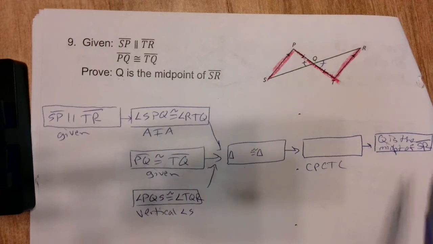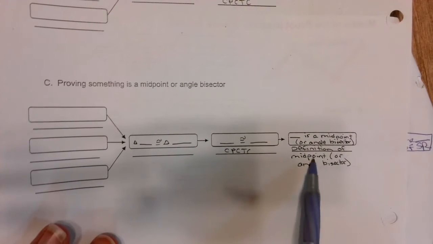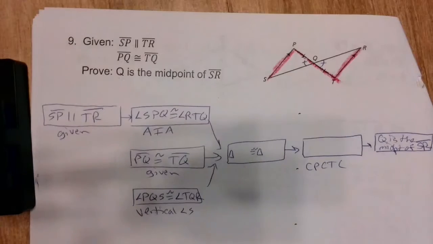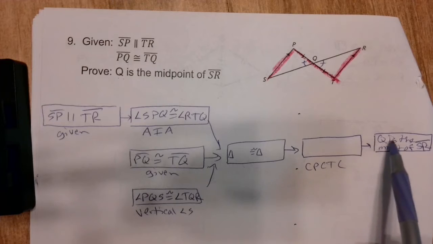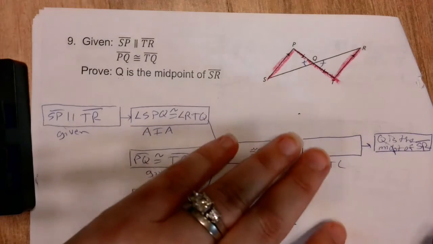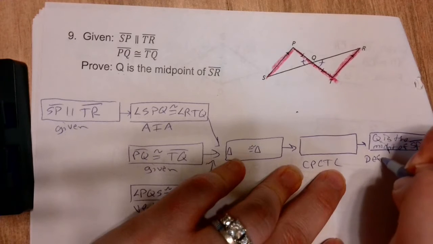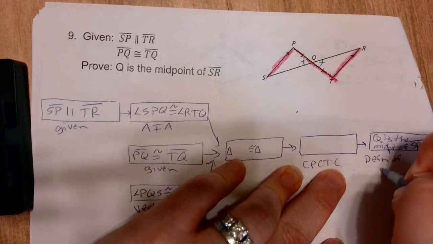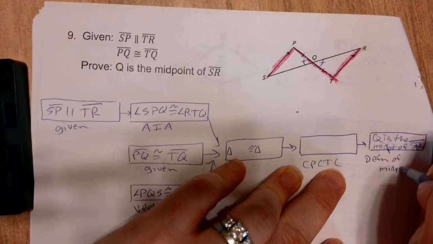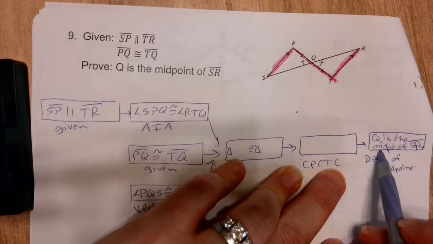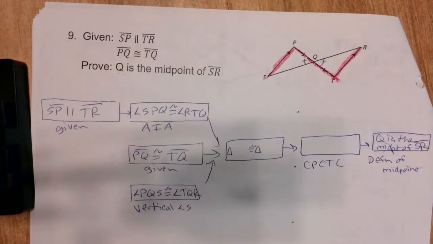So how do we know whether underneath the third box is definition of midpoint or bisector? Because this one says it could be either. It's based off of what this box says. This says Q is the midpoint of SR. So that means we're using the definition of midpoint. Because this says midpoint, so this should say midpoint.